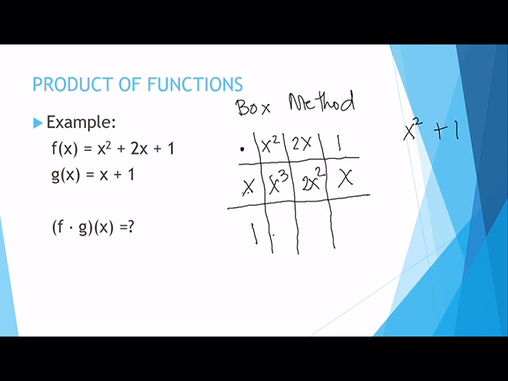Next, we go to the next term. We have 1. Multiplying that to the header, we have 1 times x squared, that will be x squared. 1 times 2x, that will be 2x. And 1 times 1, that will be 1.